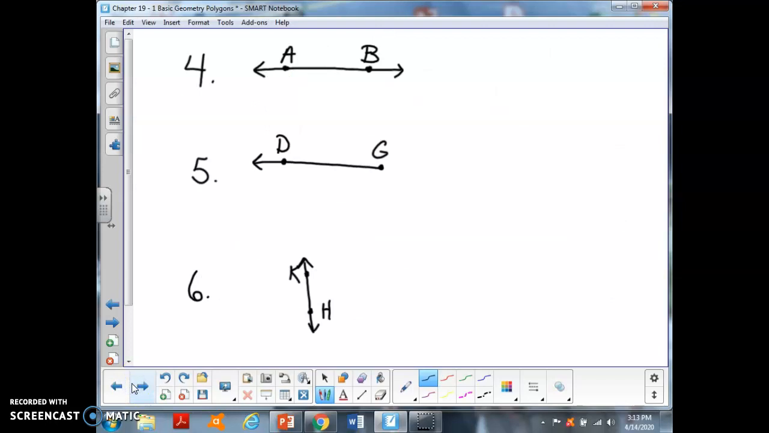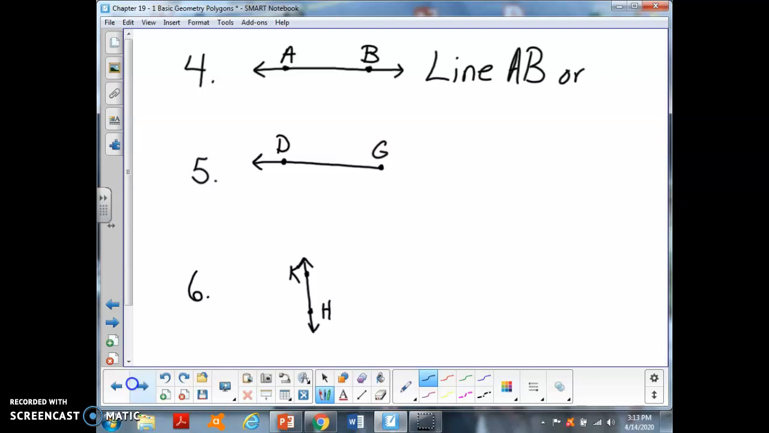And moving on. Number 4. It's got 2 points on it, A and B, but I'm looking at the end. There's no end points. There are arrows. So it's different than a segment. This would be called a line. And the points on it are A and B.